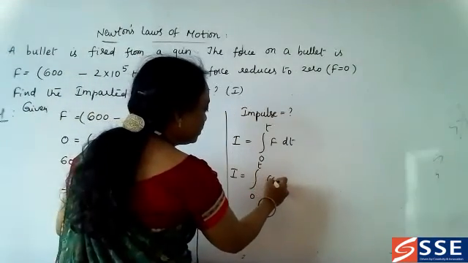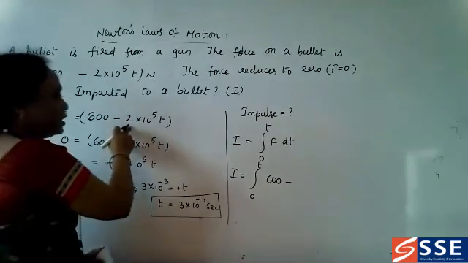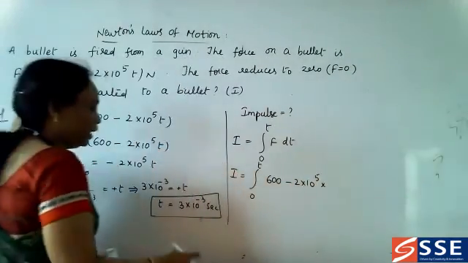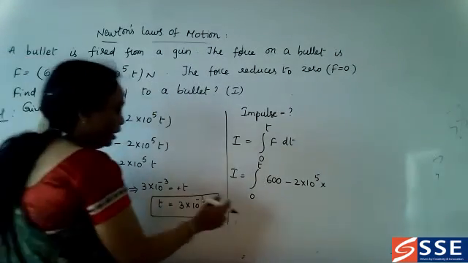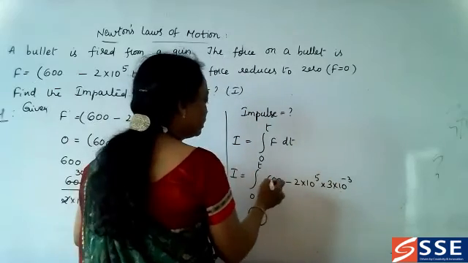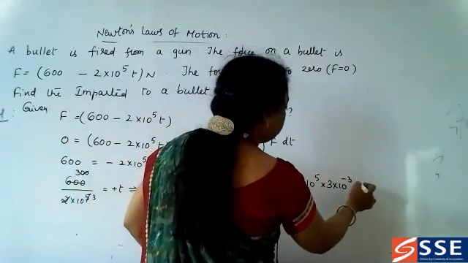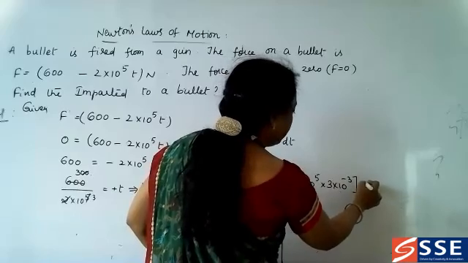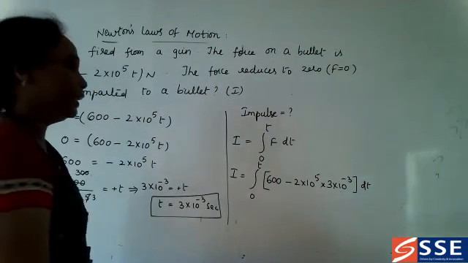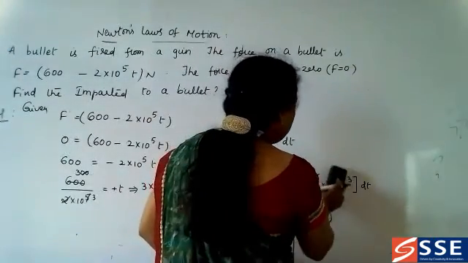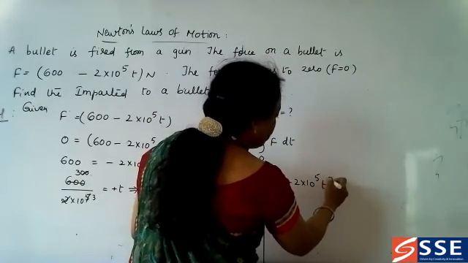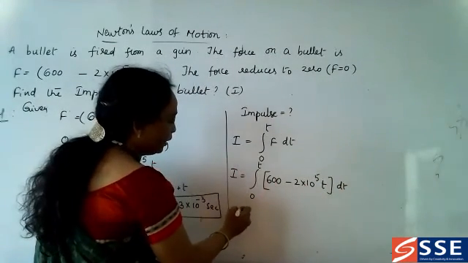So F is 600 minus 2 into 10 power 5 into t, and we also got the t value, which is 3 into 10 power minus 3, into dt. You can directly substitute t, or you can integrate this one also. Suppose if you are placing t here only, then you can integrate, and after integration also you can substitute. So first we will integrate this.